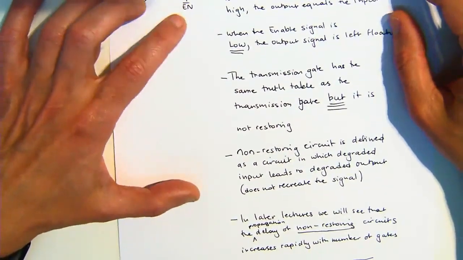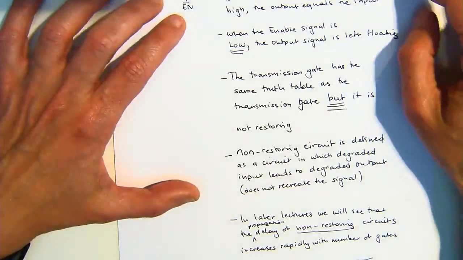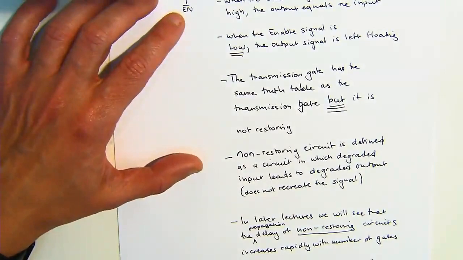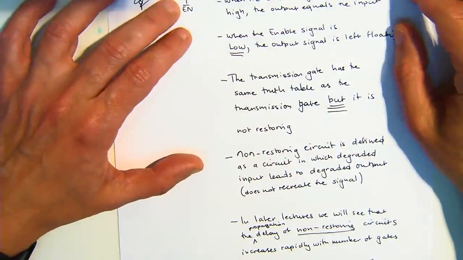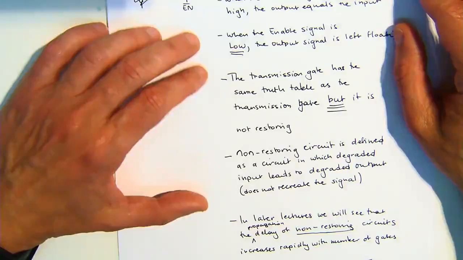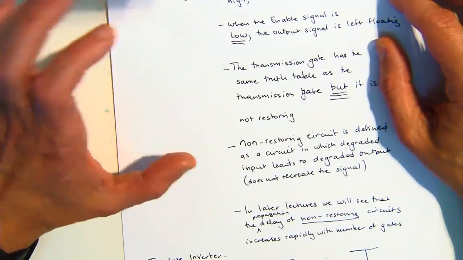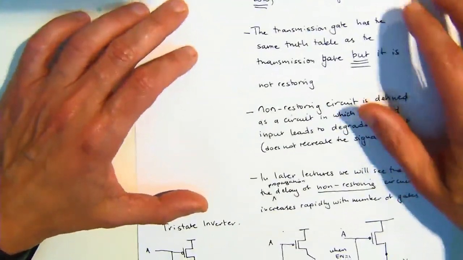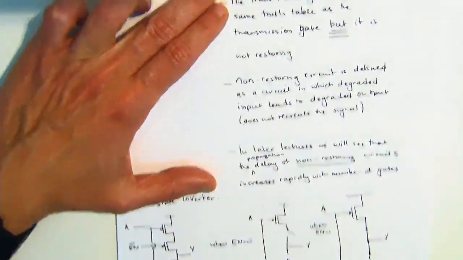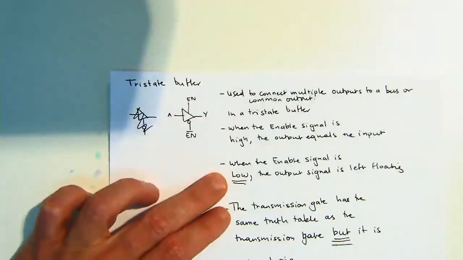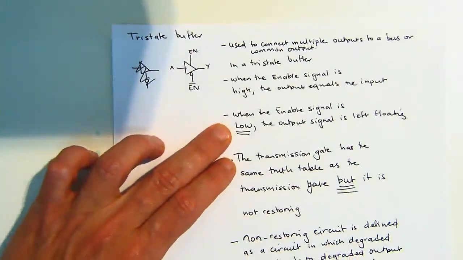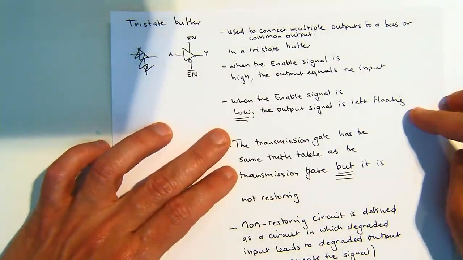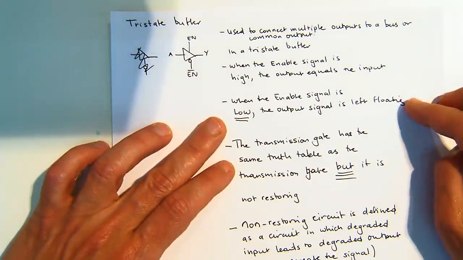Essentially, we design these tri-state buffers, and I'm glad to hear that you guys are doing this, because you're trying to connect multiple outputs to a bus or to a common output. When the enable signal is high, the output equals the input. And when the enable signal is low, the output signal is left floating. And what do I mean by floating?